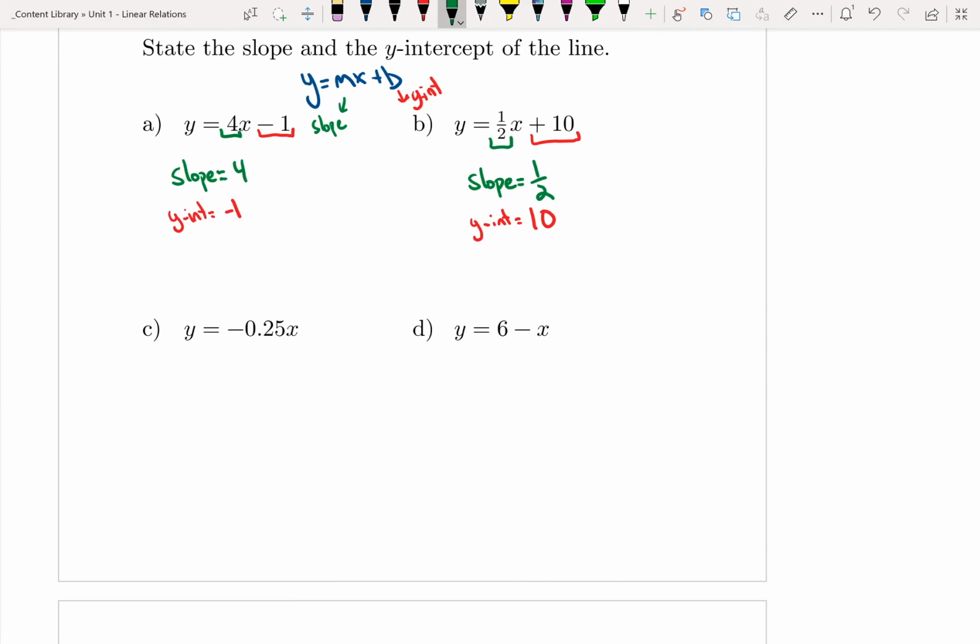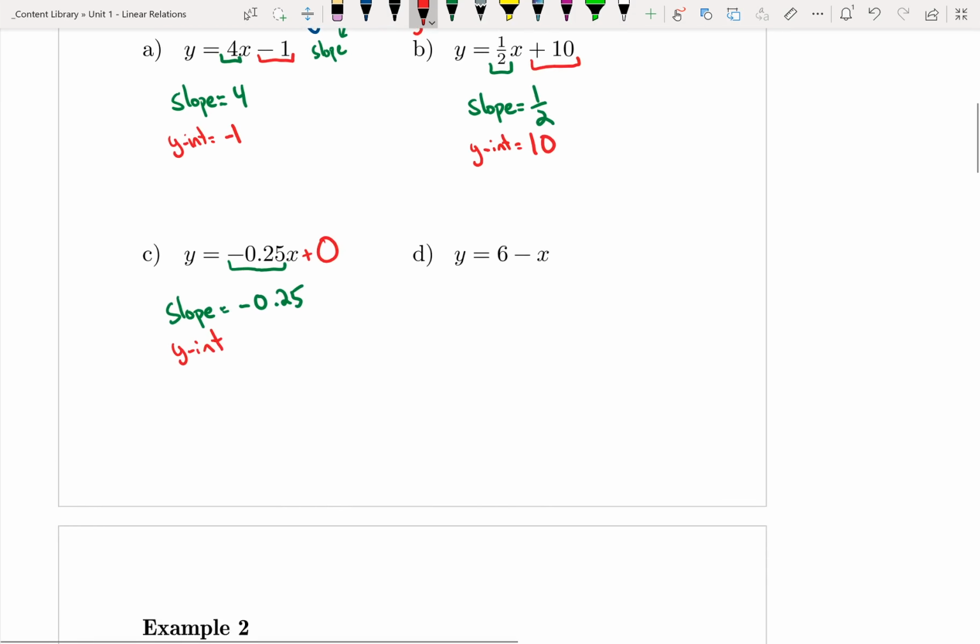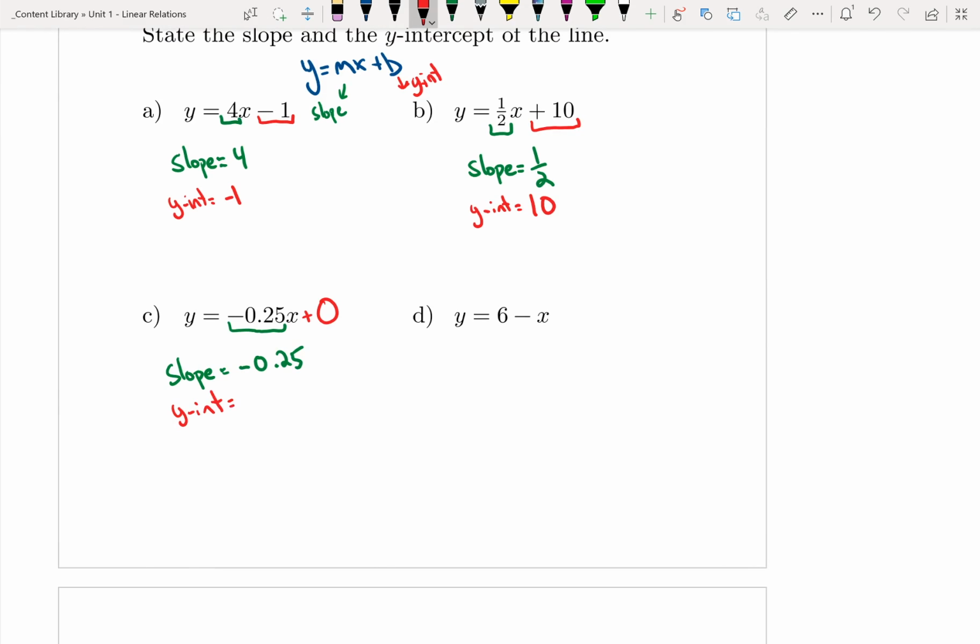For c, I'm looking at, for the slope, the number in front of the x. In this case, it's negative 0.25. And I'm looking for the y-intercept, or the constant, the number on its own. In this case, I don't see anything here, right? Normally there'd be something here, but there's not. The only number that I can add that I don't see would be 0, or plus 0. So that means in this case, my y-intercept is 0. So if you don't see a number on its own, added or subtracted, that means your y-intercept has to be 0.